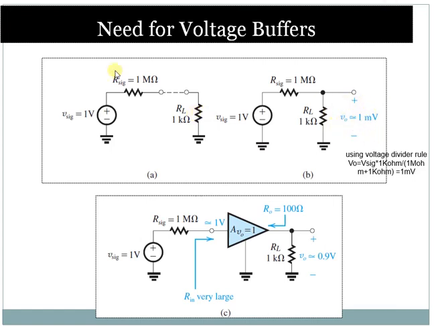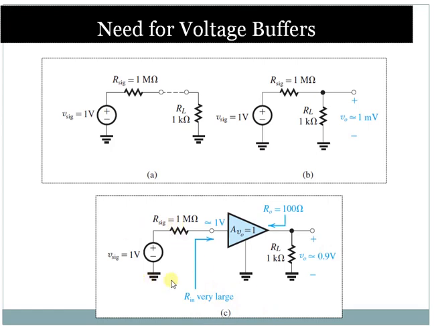So as you can see, when the signal is directly connected to the load, there is a lot of signal loss at the output side, and the input voltage of 1 volt which is applied is reduced to a value of 1 millivolt. Whatever signal we apply at the input, we want approximately 90% of it to be available at the output side. In order to make that possible, we make use of an amplifier in between the input voltage and the load, which is shown in figure C.